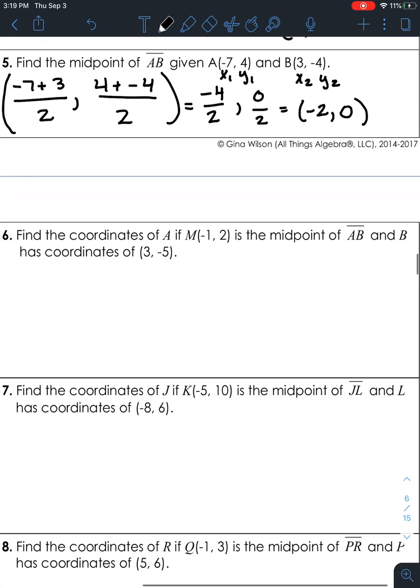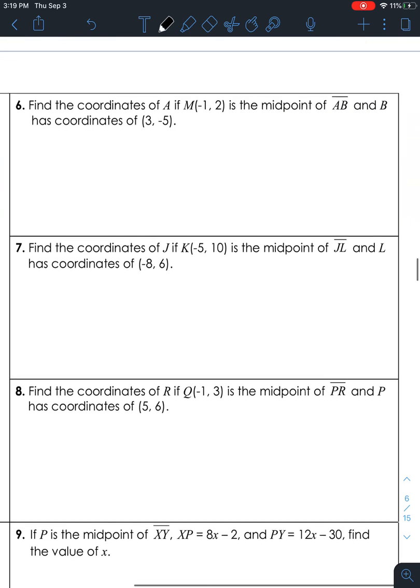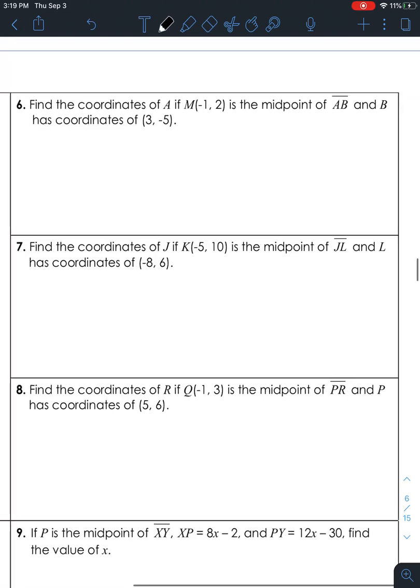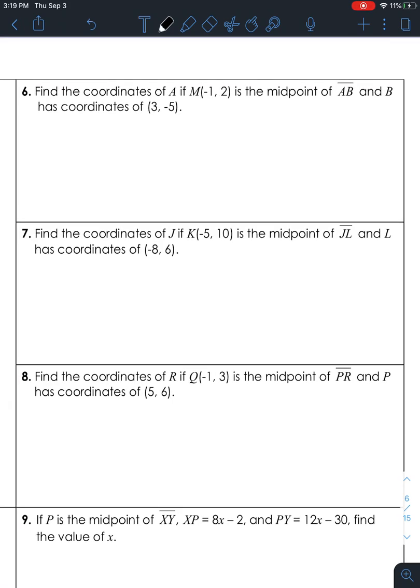Alrighty, moving on to number 6. Now number 6 is a little bit different. It's saying, hey, I'm giving you the starting point and the midpoint. Find that endpoint. So there's 2 different ways to do this. I'm going to show the first way here on 6, the algebraic way, and then I'm going to show you the visual way here on 7.